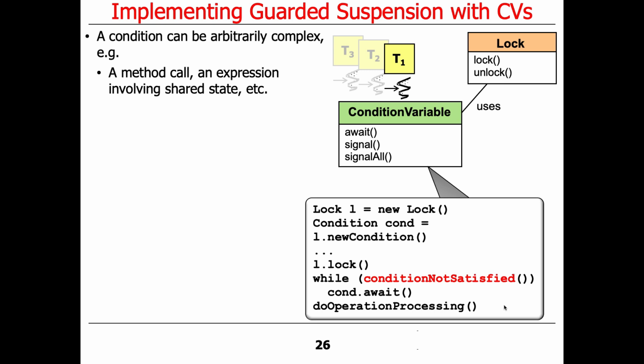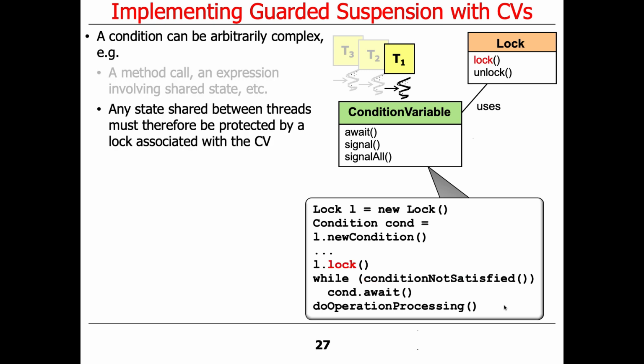These conditions here can be arbitrarily complex. I show it like it's a method call, but it could actually be anything involving shared state, some expression, some Boolean variables, whatever you want, like while the count is less than 0 or less than or equal to 0, whatever it needs to be. So it's something that typically involves shared state. The key point here is that this check of the condition always occurs with the lock held.